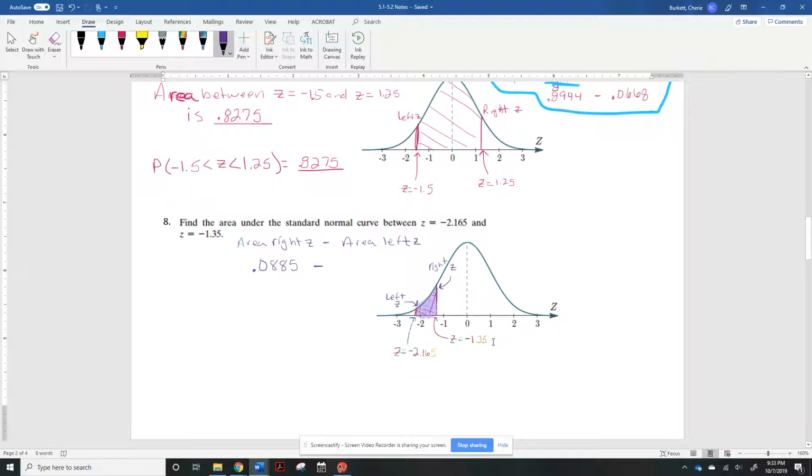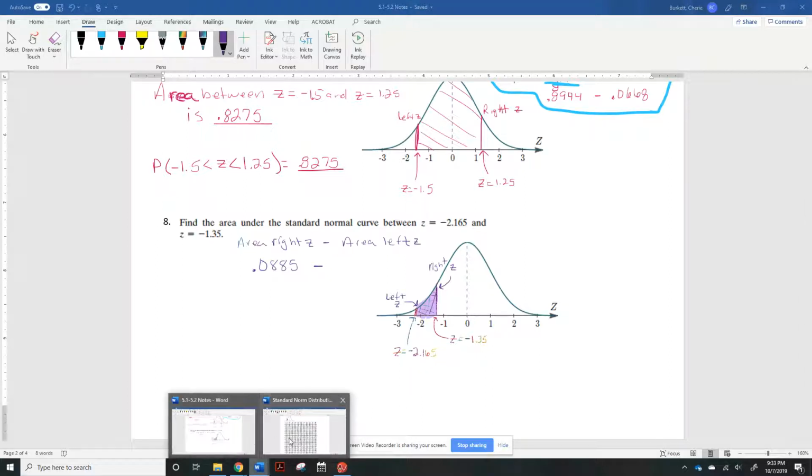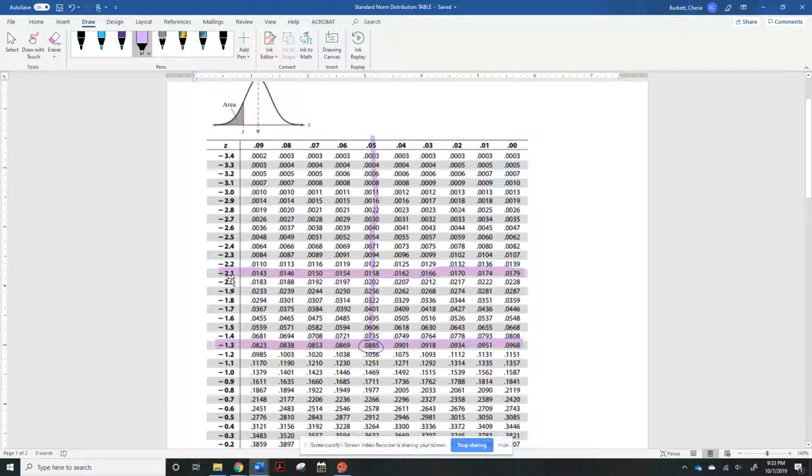But notice that most of the time the z-scores have just two decimal places, negative 1.35. This one has three decimal places. So it's not going to be exactly on the table. So I wanted to show you what I'm going to do. Negative 2.165. So negative 2.16 is right here. Negative 2.17 is right there.